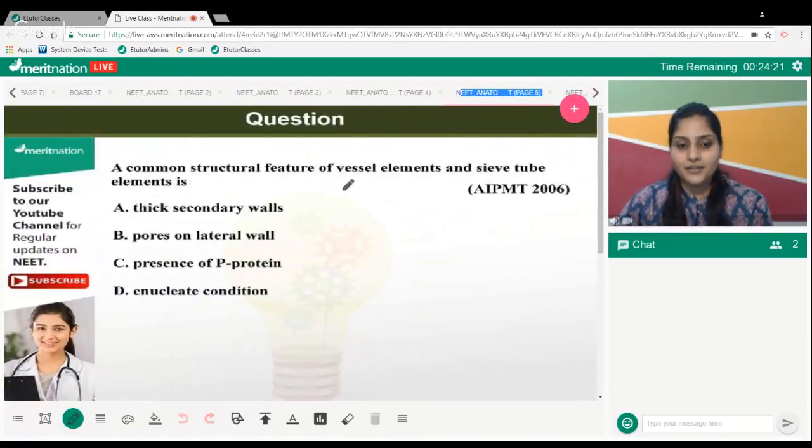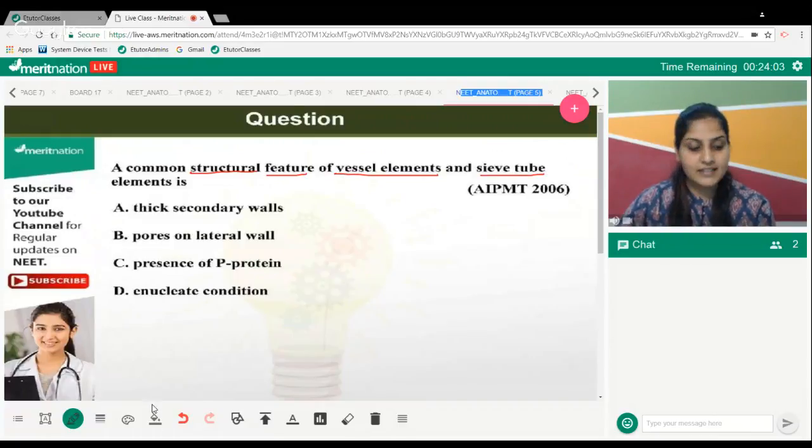Here comes your next question. This is again an AIPMT question, and it talks about again very important details. A common structural feature of vessel elements and sieve tube elements. See everyone, the question is asking you about the commonality. You have to talk about the common feature that you find in the xylem and in the sieve tube.